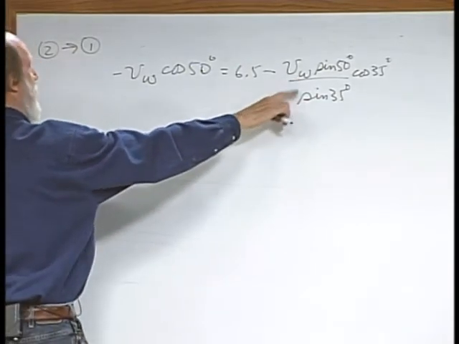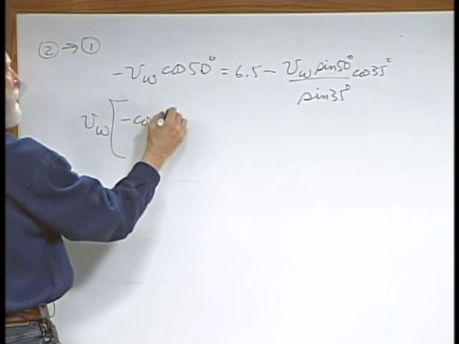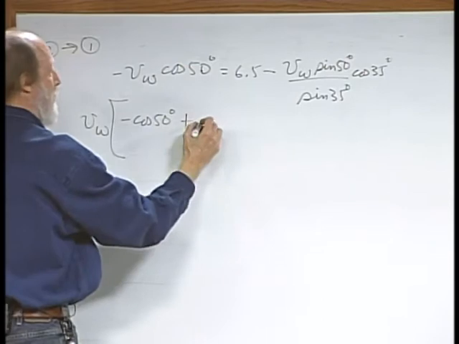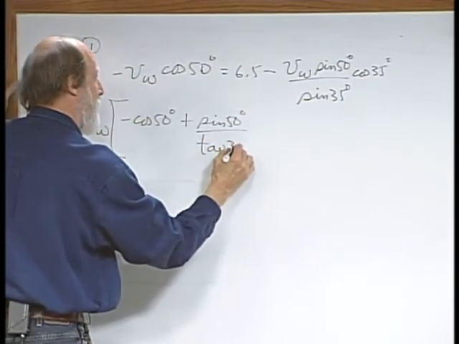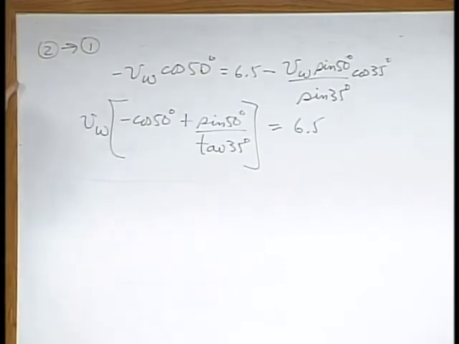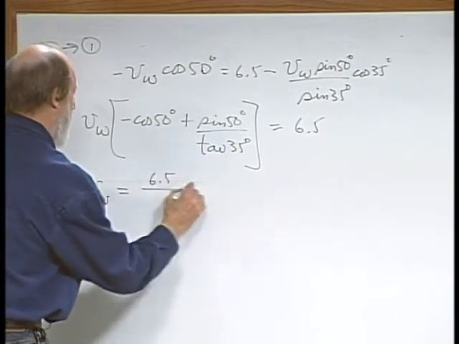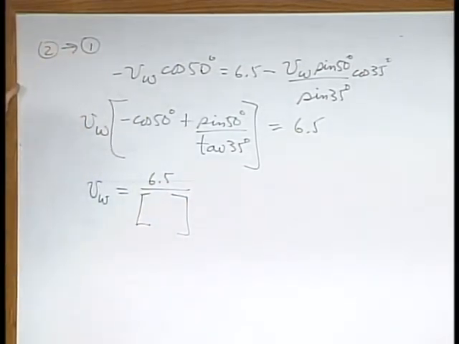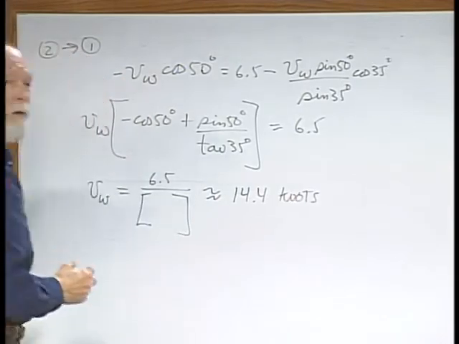If we move the terms involving the wind speed over to the left side and factor out that wind speed, we'd be left with minus cosine 50 degrees plus sine of 50 degrees, and here's a sine cosine ratio which we could put down in the denominator as the tangent of 35 degrees to allow easy use of our calculator, and that's equal to the 6.5. Finishing that off, the velocity of the wind, magnitude, is the 6.5 divided by this expression in the brackets. Make sure you're in degree mode. Somebody punch that up. 14.4 knots, nautical miles per hour.